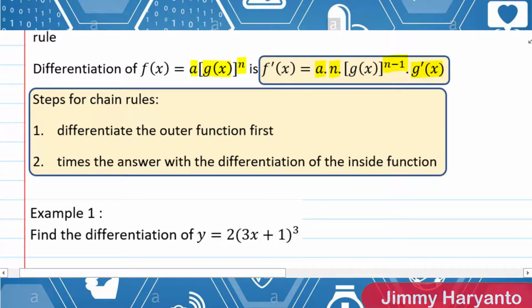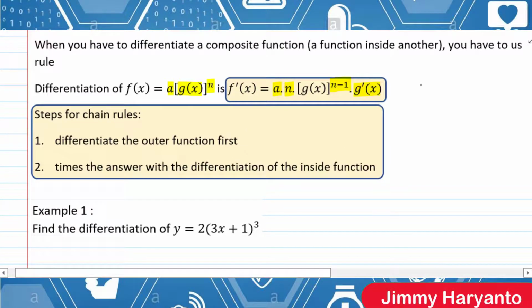Steps for the chain rule. Not all chain rule forms are in this form, to the power of n. Not all of the chain rule forms look like this. There are different ones. So the step for the chain rule first is you have to differentiate the outer function first. And when you already have the answer, you have to multiply the answer with the differentiation of the inside function.